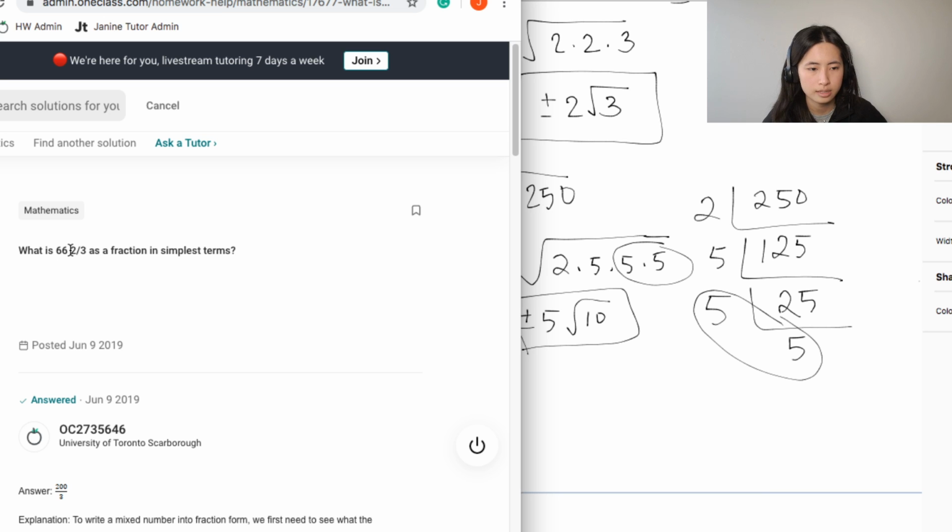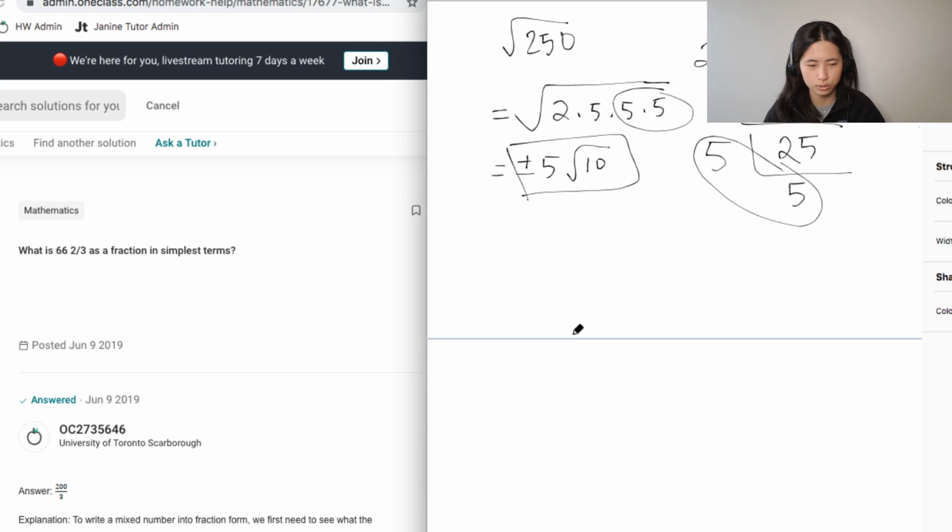Okay, so what is 66 and 2 over 3 as a fraction in simplest terms? Okay, so throwback to middle school. If you have a mixed number, so this is 66 and you have 2 over 3, typically if you want to simplify fractions, it's easier when they're expressed as improper fractions, where you only have a numerator and a denominator. Because here you do have a whole number, which is why it's called a mixed number. You have a fraction and a whole number. So maybe we can express this in terms of just a fraction.